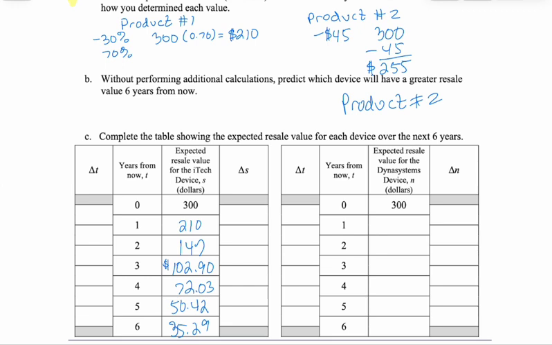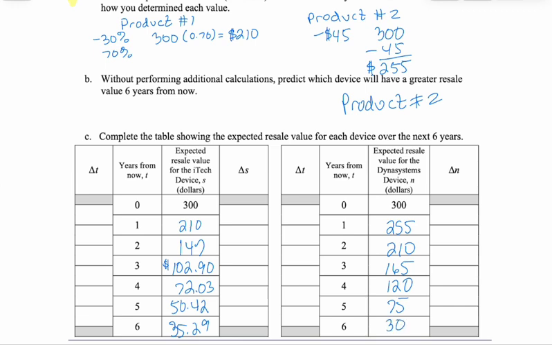Okay, now let's jump over to the one where every year it's going down by 45. We already did this math. This was 255. Now, if we take off 45 again, that's 210. If we take off 45 again, that's 165. And then I'm going to just keep on taking 45 off. And this is 75. And this is 30.